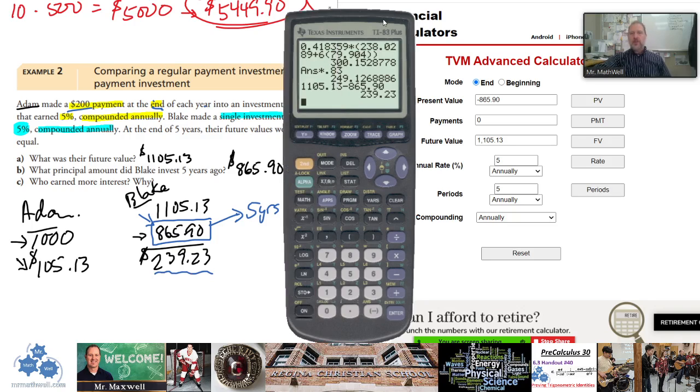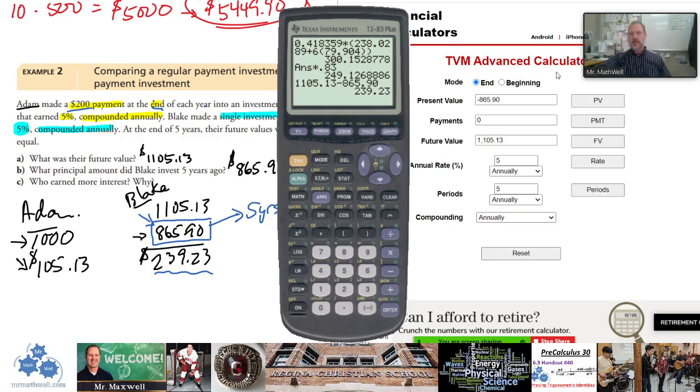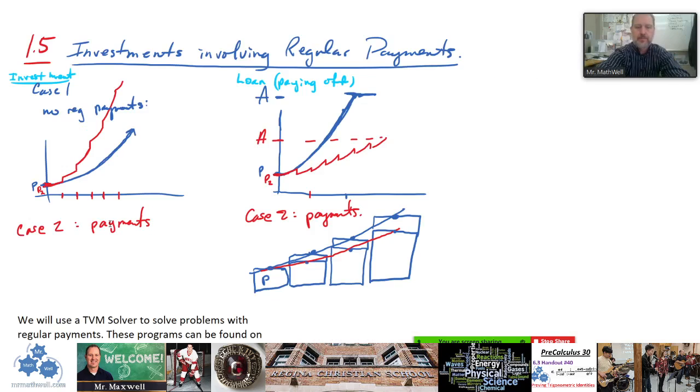Okay, so that's example 2. There's the calculator. There's our TVM Advanced Calculator online. Anybody else have any questions? All right, there's your 1.5 lesson.